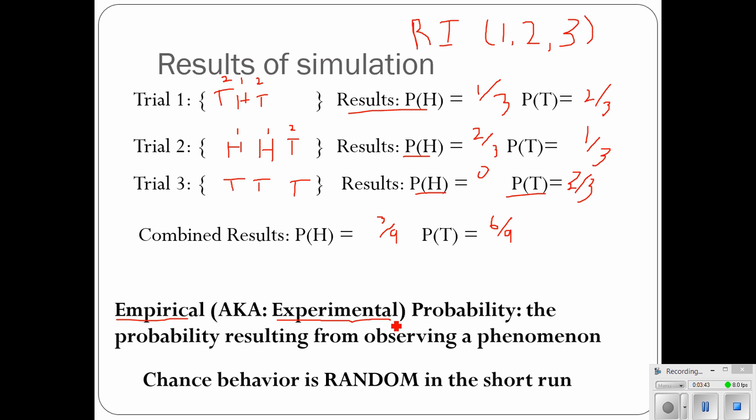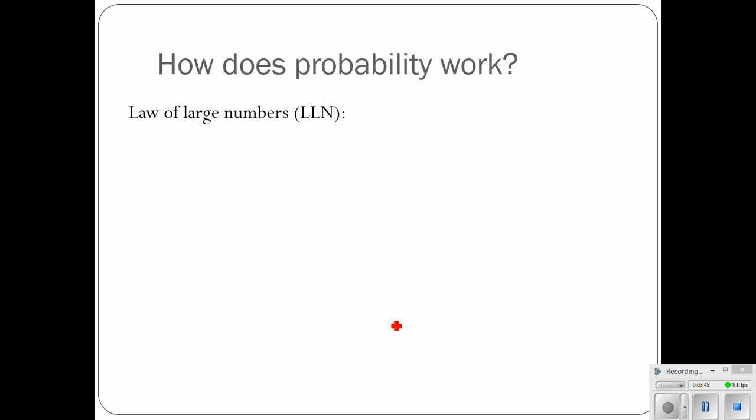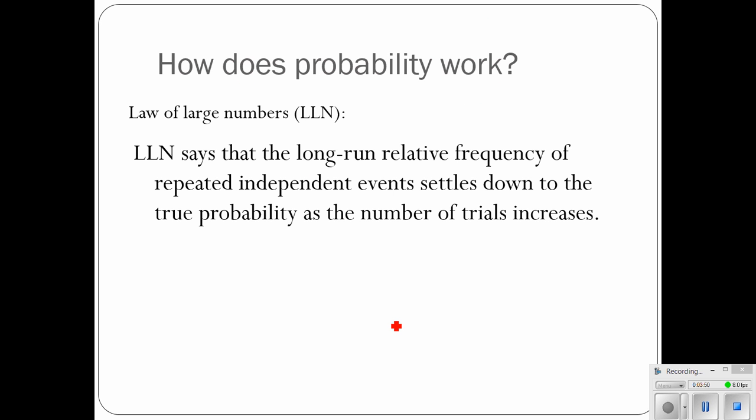And what we need to realize is that in the short run, chance behavior like flipping a coin is random. However, the law of large numbers says that in the long run, the relative frequencies of repeated independent events settle down to the true probability.